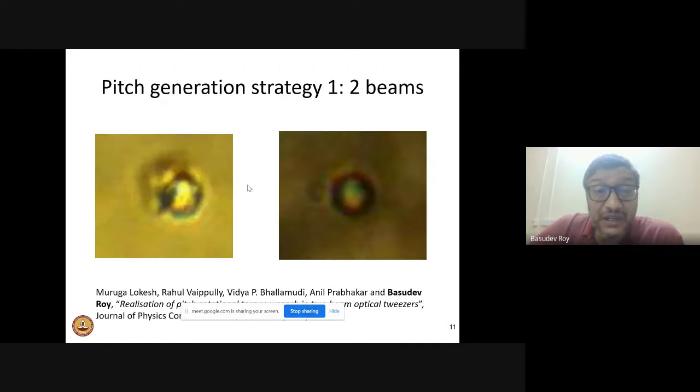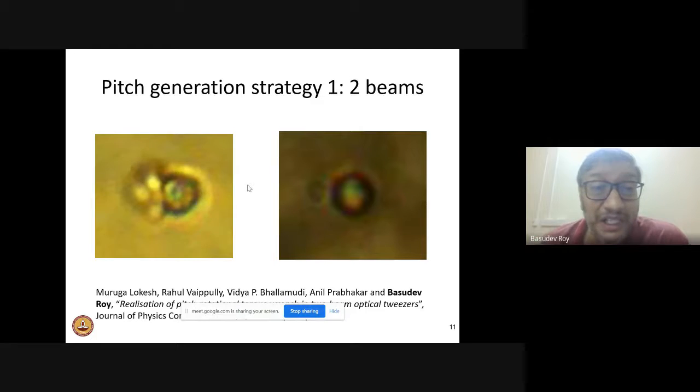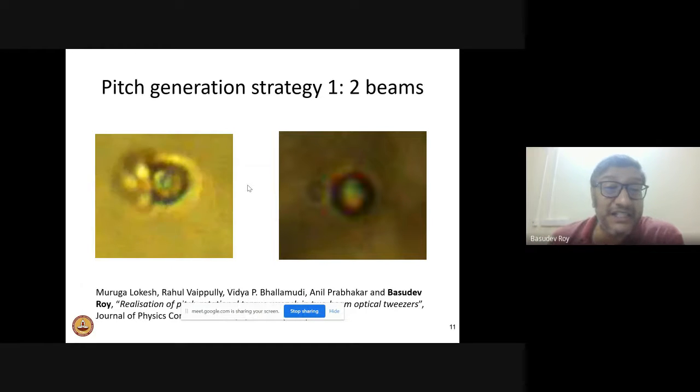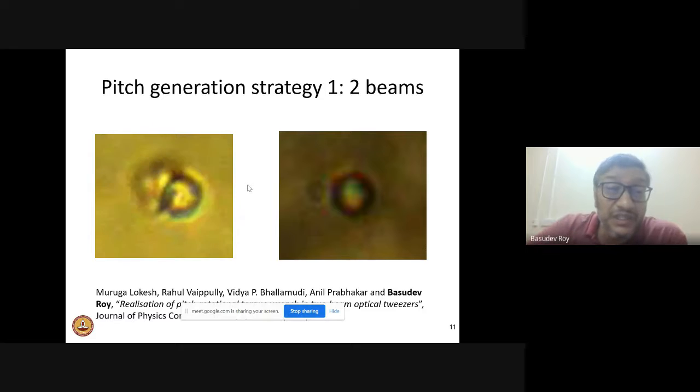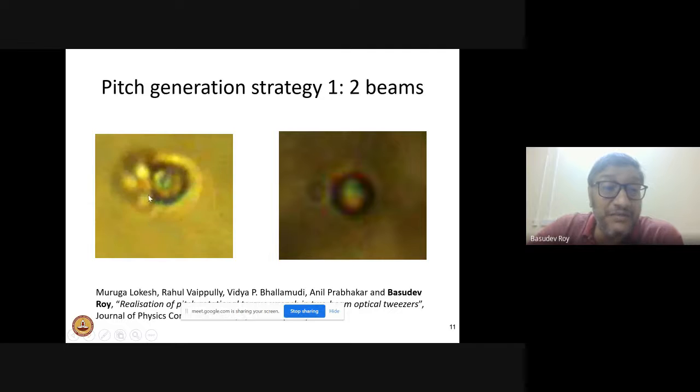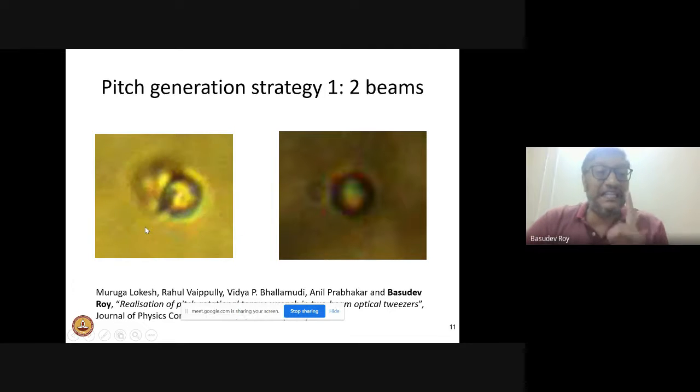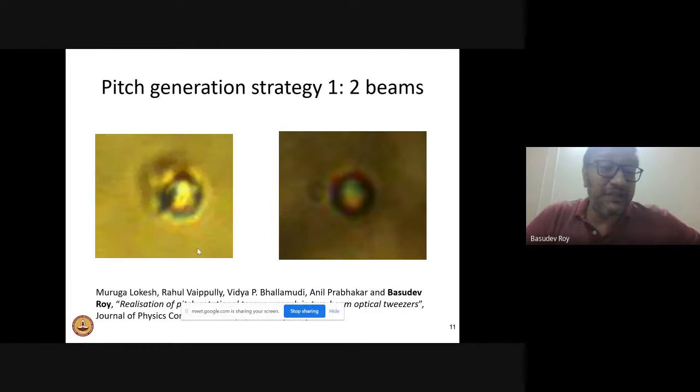So essentially, now I go into the generation strategies of this pitch motion. Strategy number 1: I have two optical tweezers beams, and this extended particle has been trapped in the two beams, and one beam has been pushed in. The focus has been pushed in, keeping the other focus constant. Therefore, you can see that it has turned in this out-of-plane sense.